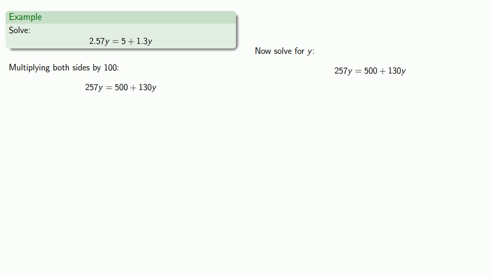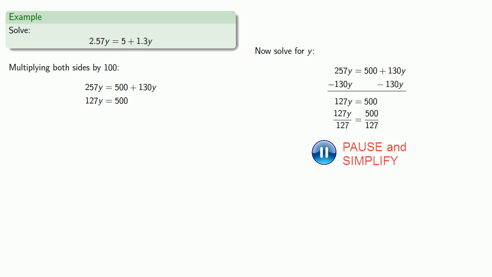First, we'll get all of our y terms onto one side. Let's do that by subtracting 130y from both sides. And remember, if it's not written down, it didn't happen. And next, we can divide by the coefficient of y. And that gives us our final answer, 500 1/27.